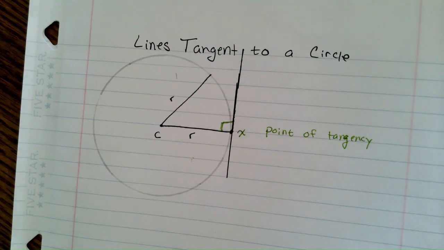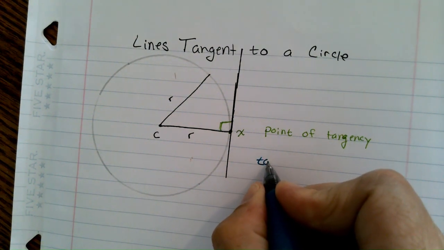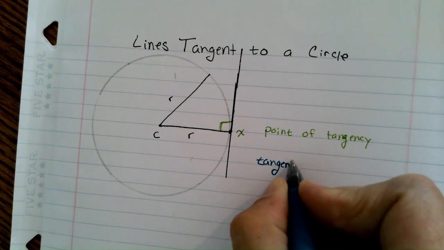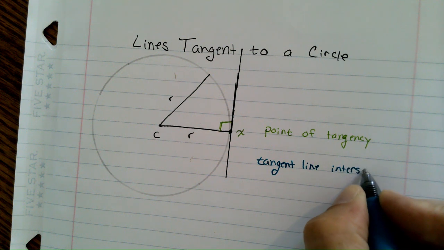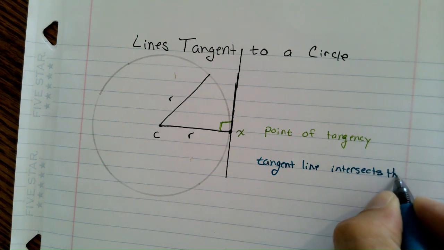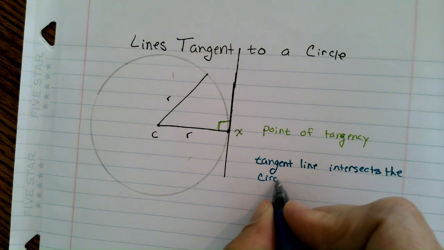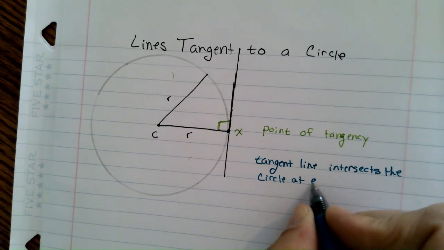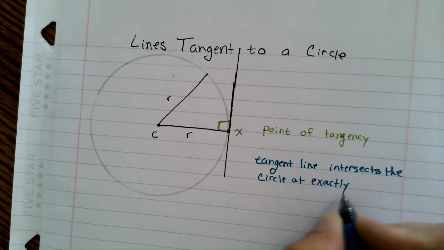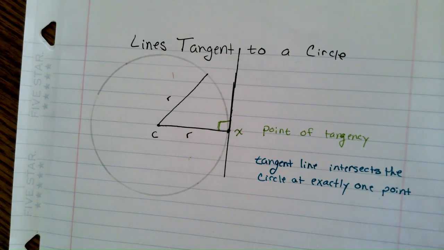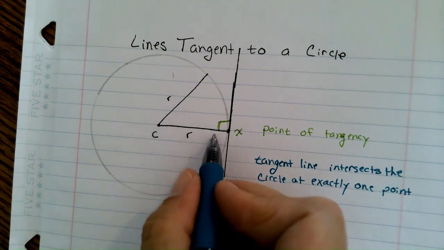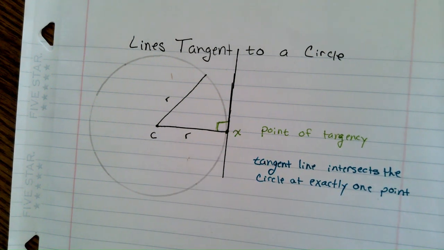So a tangent line intersects the circle at exactly one point. And C to X is the shortest distance to the tangent line. That's as fast as I can get to that line.